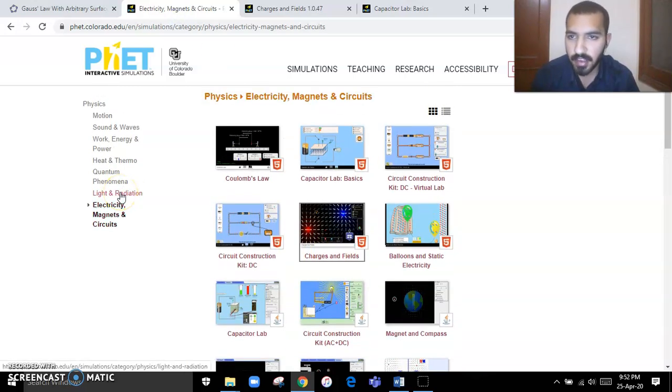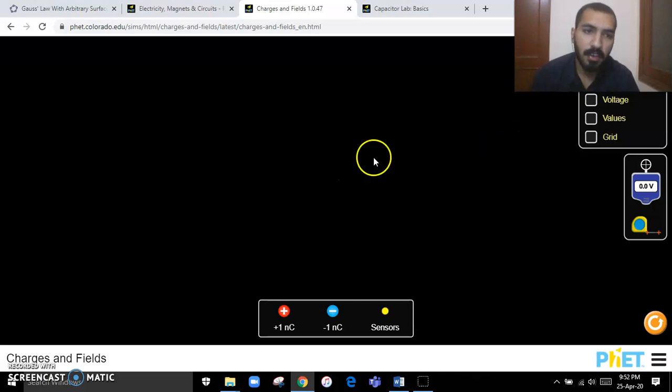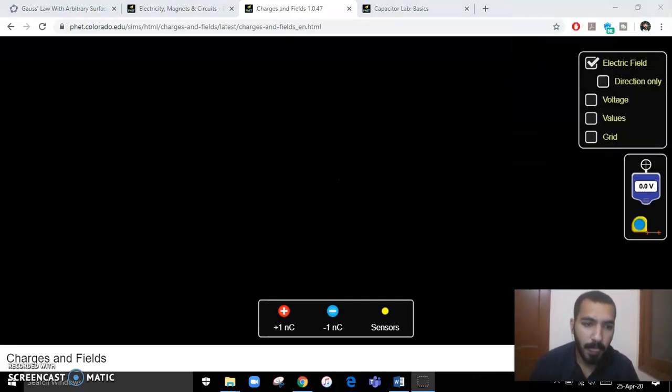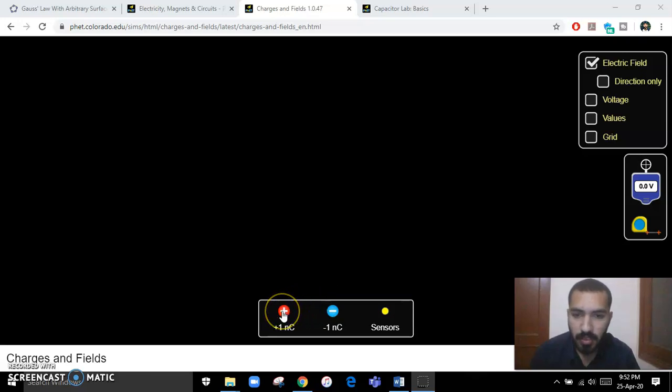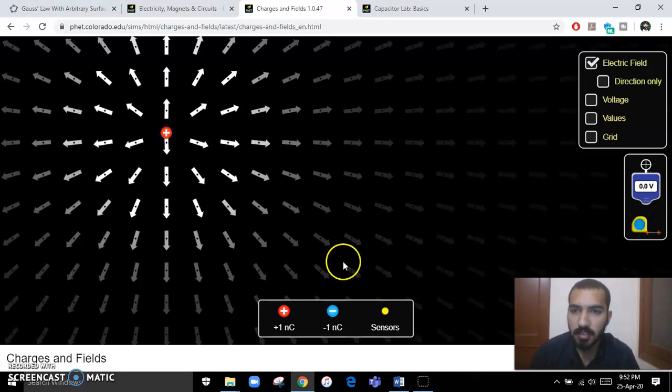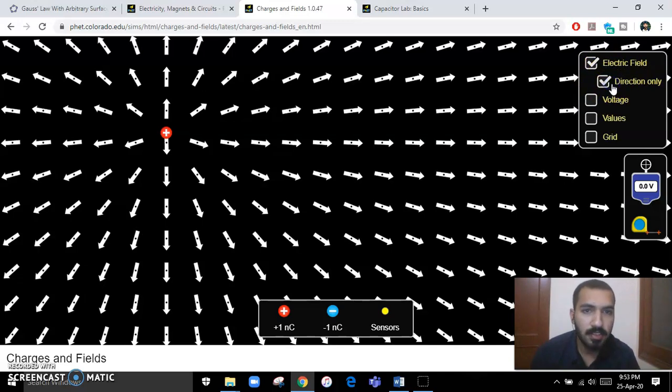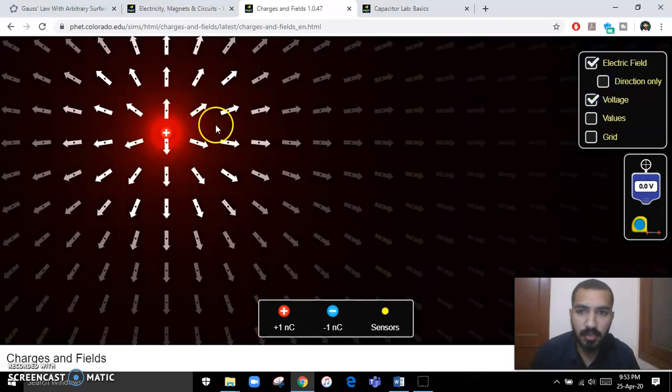You will find this simulation under physics, electricity and magnets, and here Charges and Fields. This is a blank field. I just put one charge from here onto this screen. This is a charge, and it is showing me these arrows, which are basically the electric field produced by this charge. Here I can see the direction, and the voltage. That red color is the voltage produced by this charge.